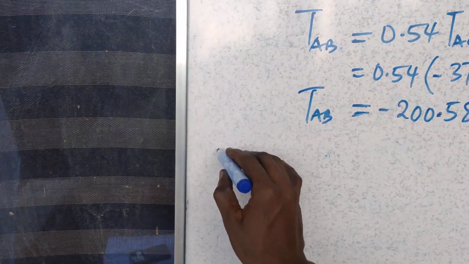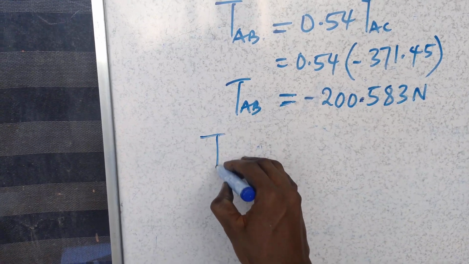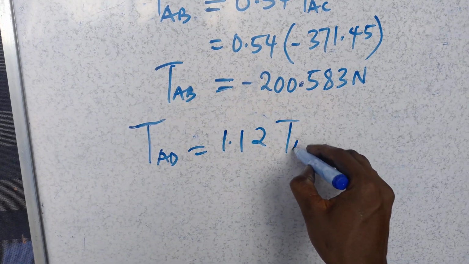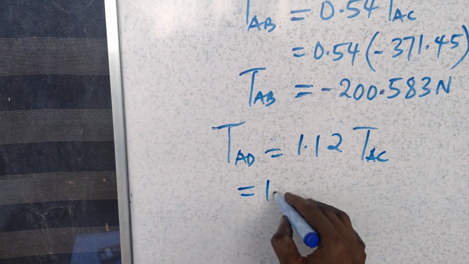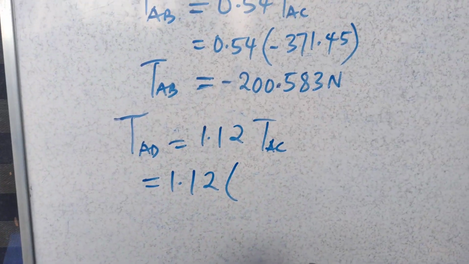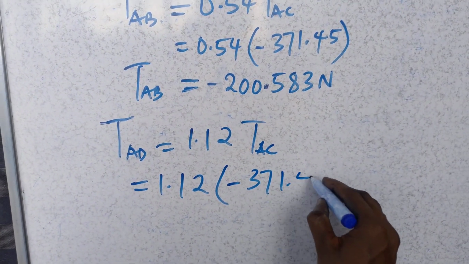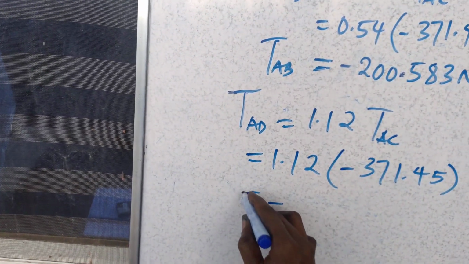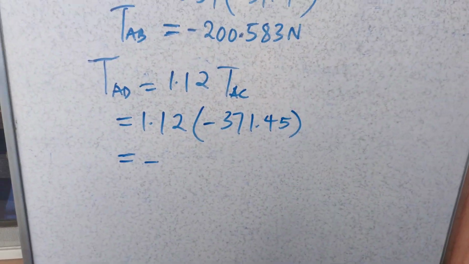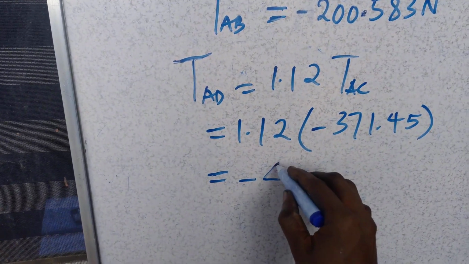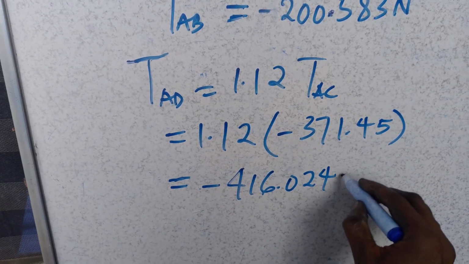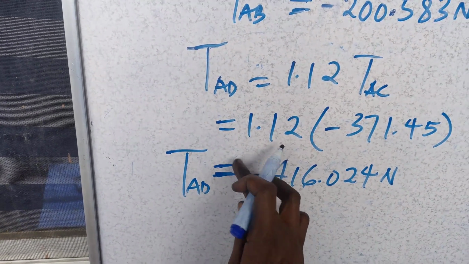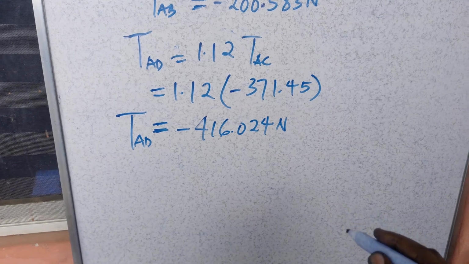Let's look at equation 10. Equation 10 is TAD equals 1.12 TAC. This will be 1.12 multiplied by the value of TAC, minus 371.45. If I multiply them, I'll have minus 416.024 Newton. Tension in AD. Okay, so that is it.